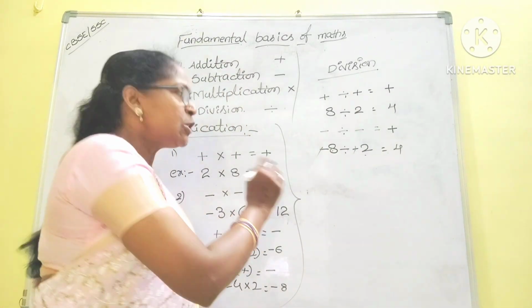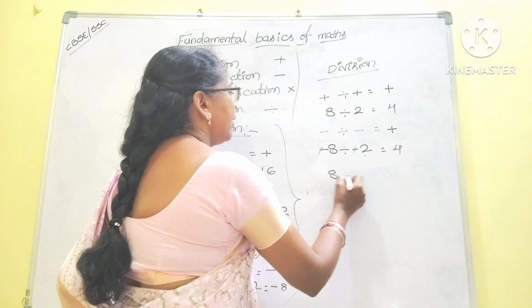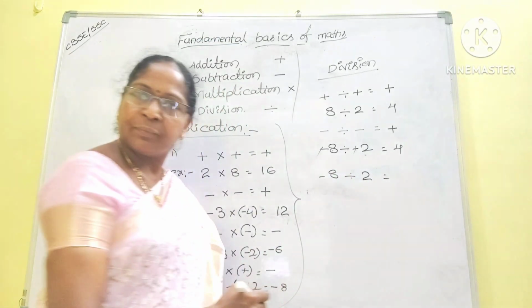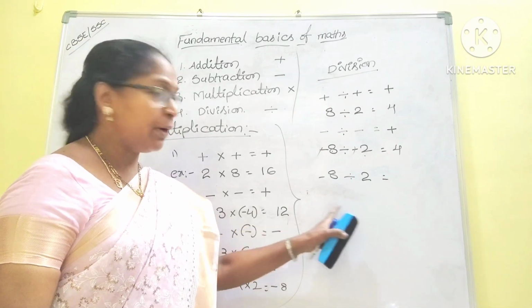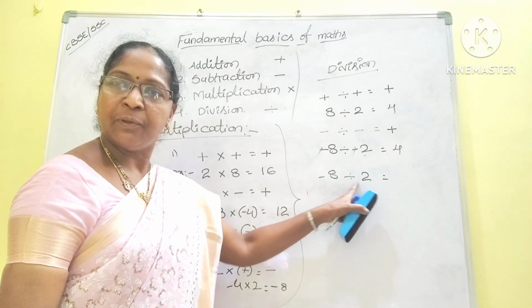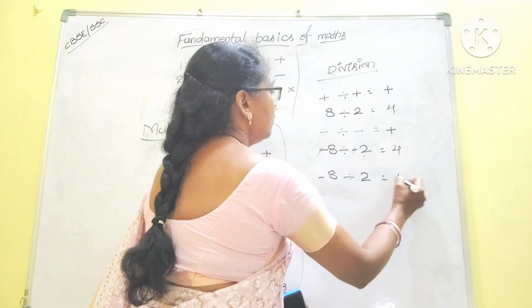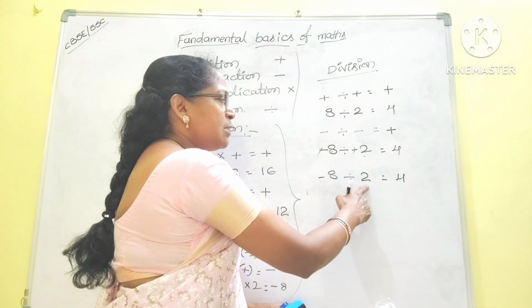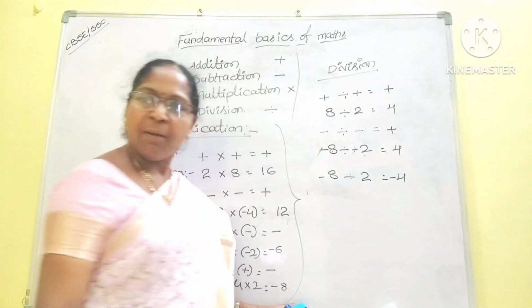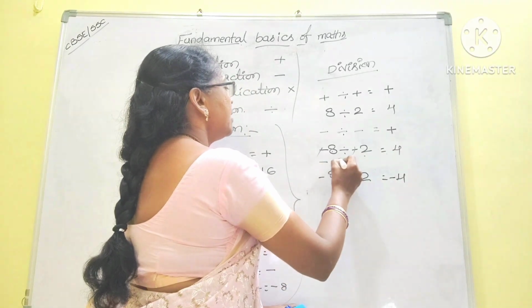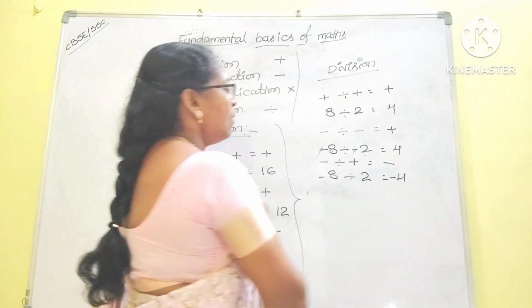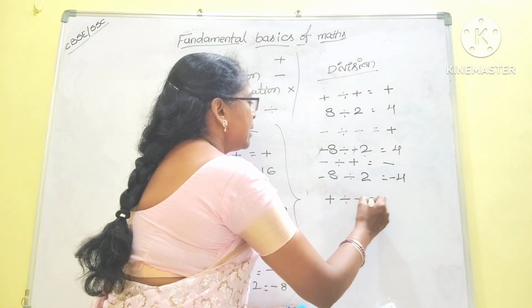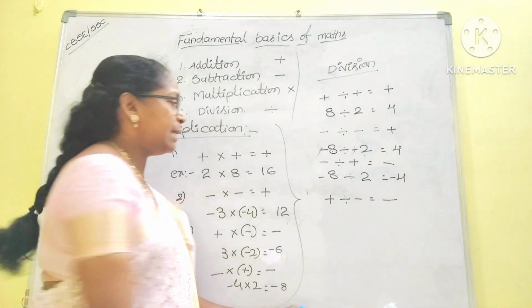Next one is, suppose minus 8 divided by 2. So here also same numbers. Here this one is a negative and this one is positive. 8 by 2 equal to 4. But in these numbers, one is a negative and another one is a positive. Then you are getting minus. That means minus divided by plus equal to minus. Again plus divided by minus equal to, then also minus.